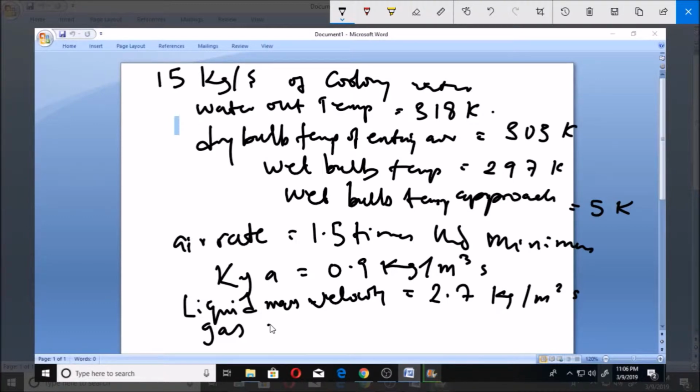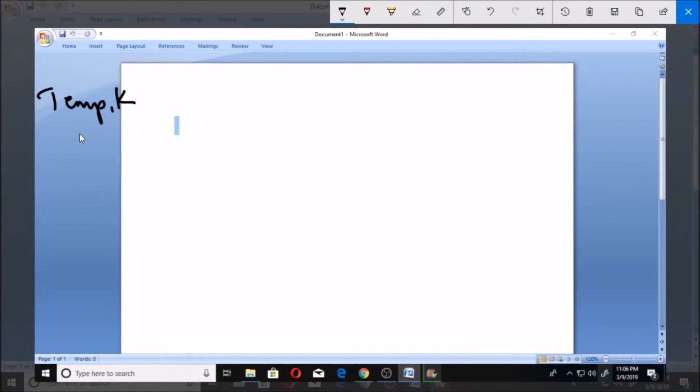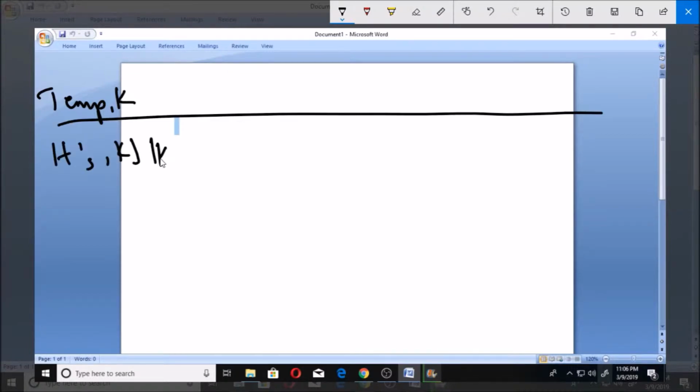The saturated air enthalpy with corresponding temperatures at 1 atmosphere for equilibrium data is as shown below. I'm going to draw the data now. We have temperature in Kelvin, then we have the saturated enthalpy in kilojoule per kilogram.